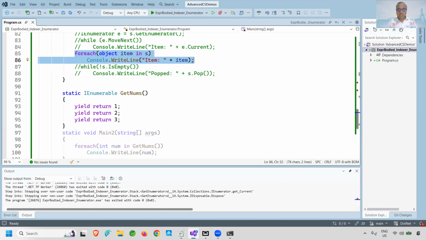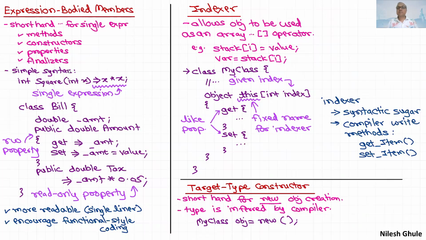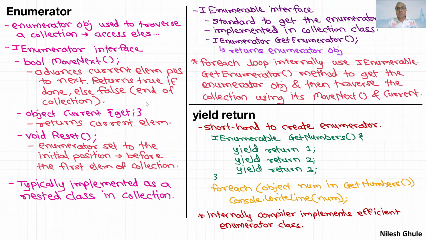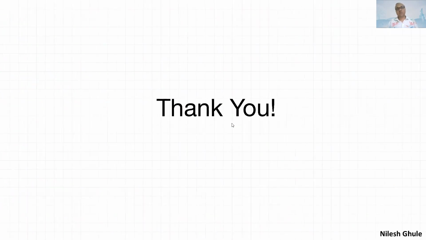So, in this particular session, we talked about the expression-bodied members. Then we talked about the indexer. We discussed the target-typed constructor. We talked about the enumerator's actual implementation, and we talked about the yield return keyword also. Now, before we get started with the collection, a very important thing that you should know is generic programming. So in the next class, we'll talk about generics, and then we can jump into the actual C# collection.